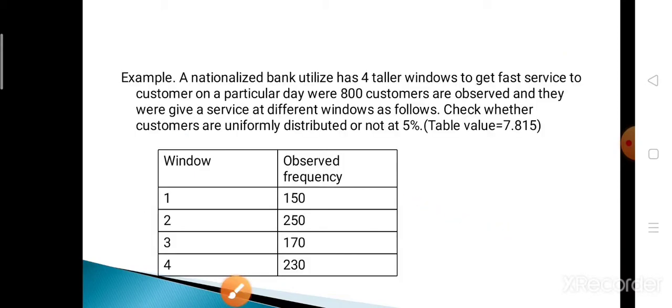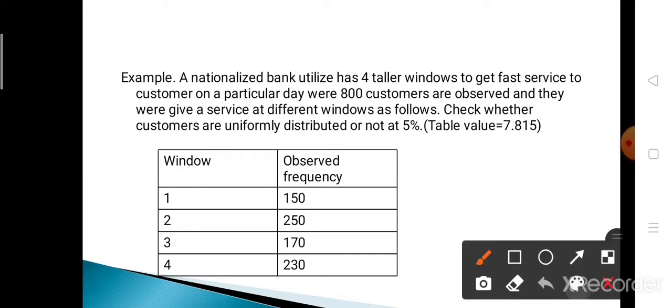A nationalized bank has 4 teller windows to give fast service to customers. On a particular day 800 customers are observed. That means the total of observed frequency is 800, and they were given service at different windows as follows. Here we are given the 4 teller windows. Check whether the customers are uniformly distributed or not at 5% level of significance, and here the table value is 7.815.